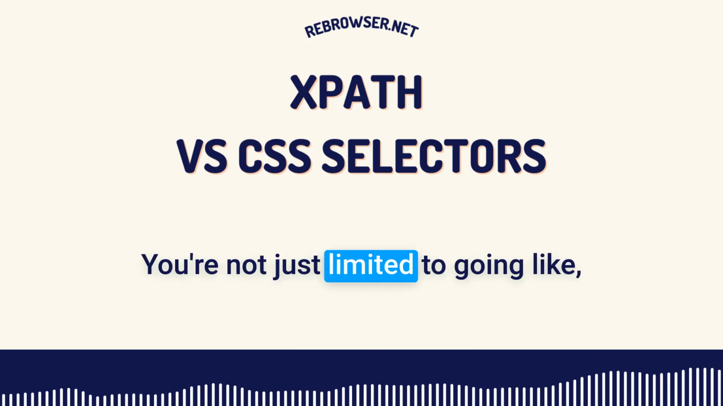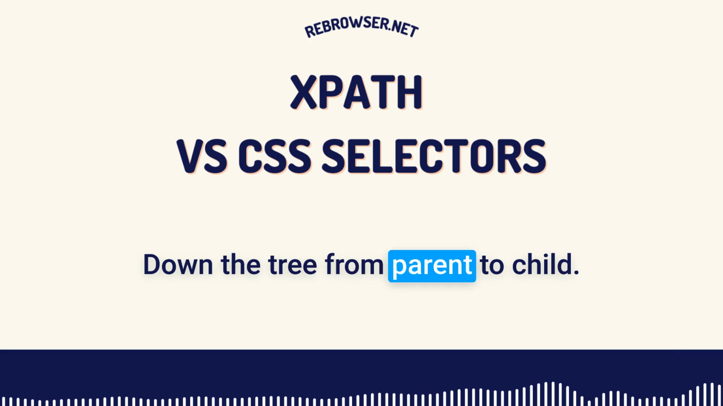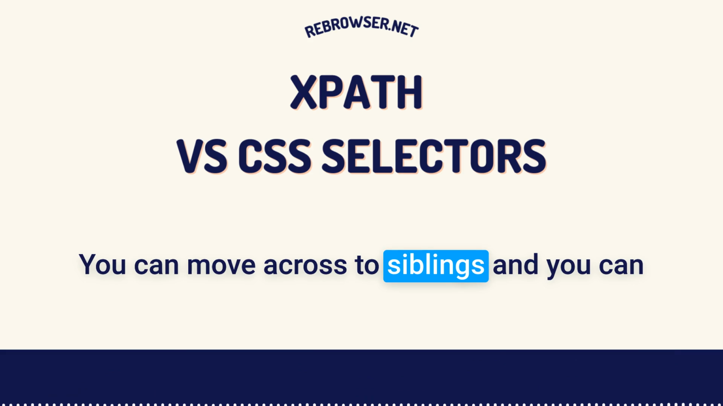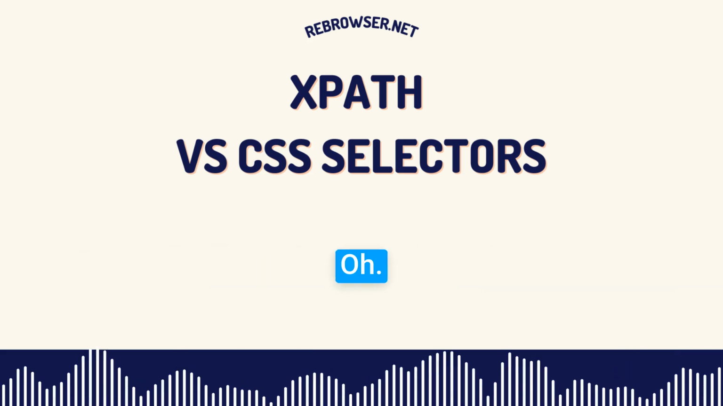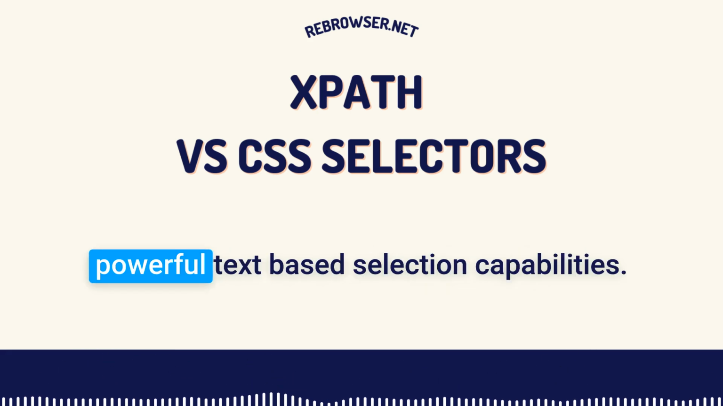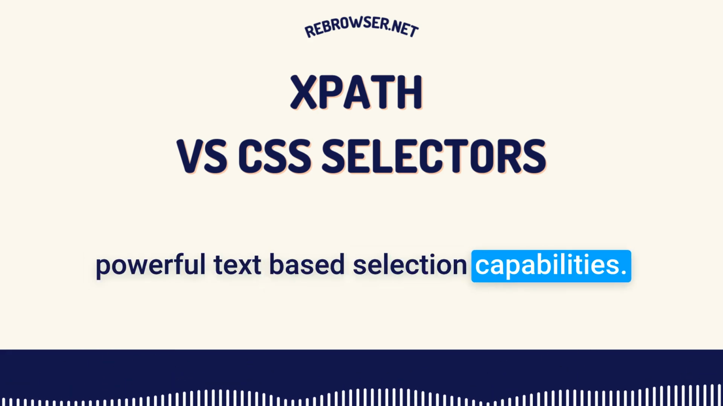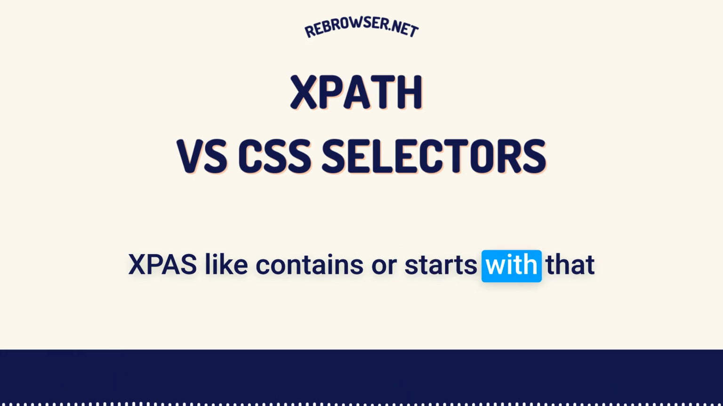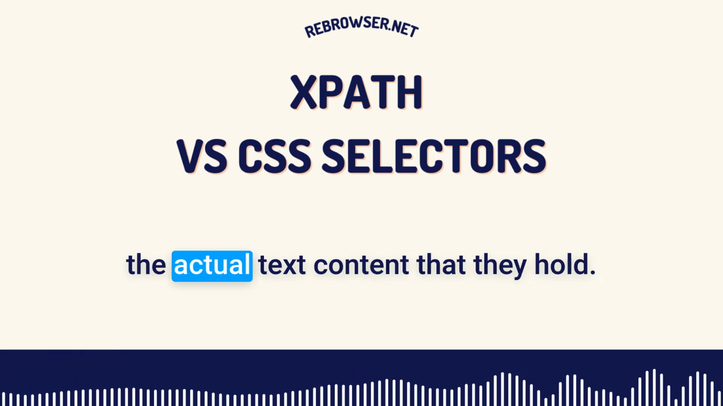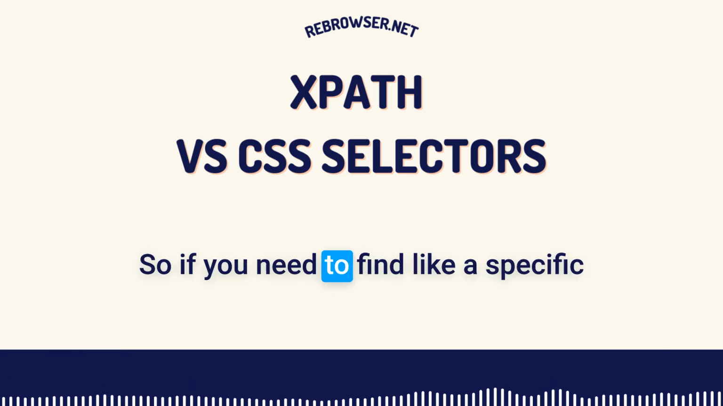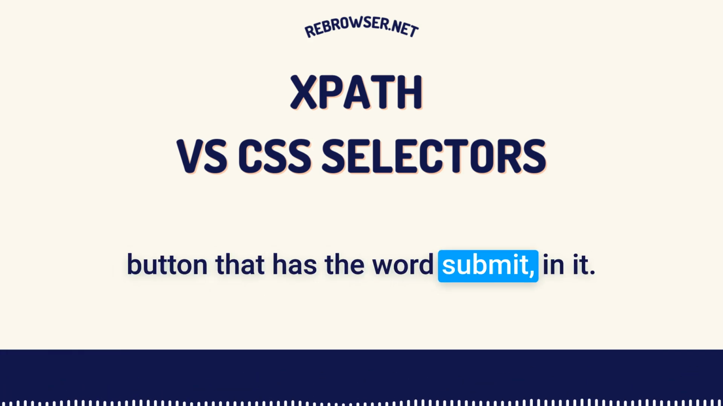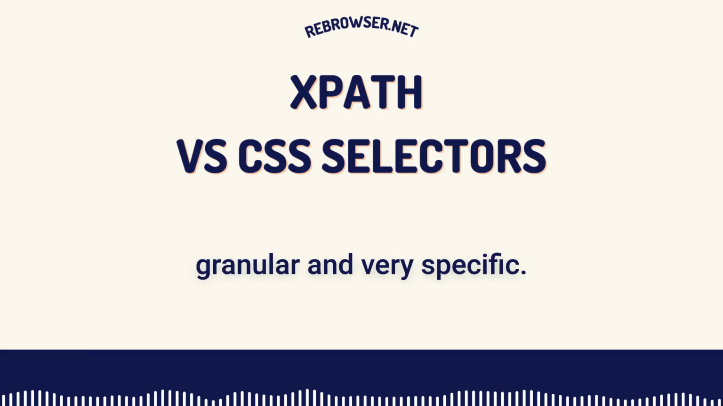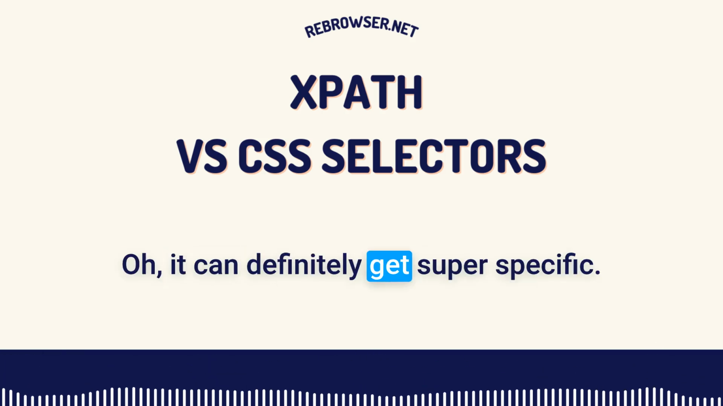You're not just limited to going down the tree from parent to child. You can go up to parent elements, move across to siblings, and even go all the way back up to ancestors. On top of that, it has powerful text-based selection capabilities. There are functions built into XPath, like contains or starts-with, that allow you to find elements based on the actual text content they hold. So if you need to find a specific button that has the word submit in it, XPath often gives you the most direct way to do that. It sounds like it can get pretty granular and very specific. Oh, it can definitely get super specific.